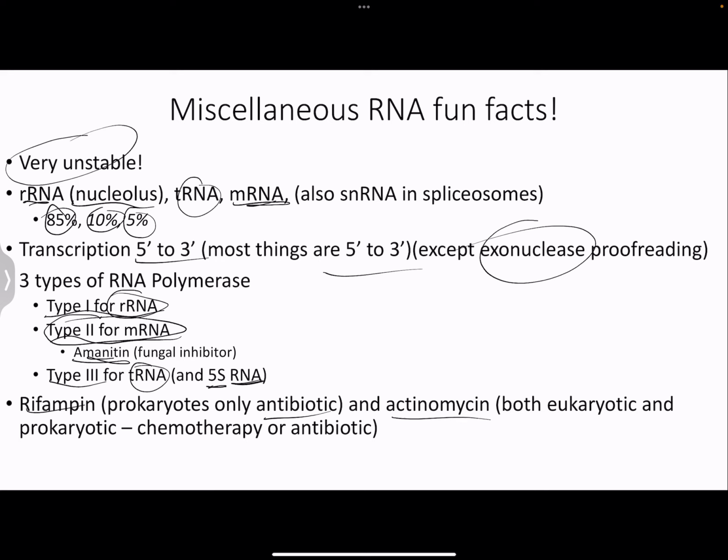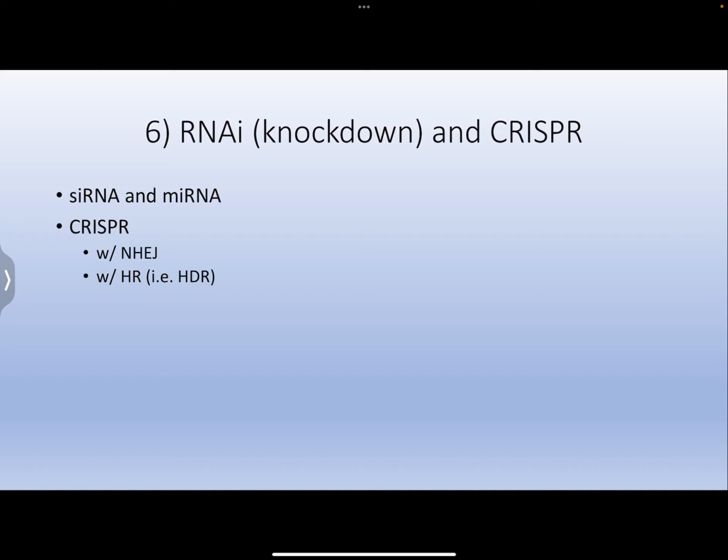And then actinomycin can affect both eukaryotic and prokaryotic transcription. So this could be used against bacteria as an antibiotic. But if we want to stop eukaryotic transcription, we might use that if there's a lot of transcription, a lot of replication in a cancer.